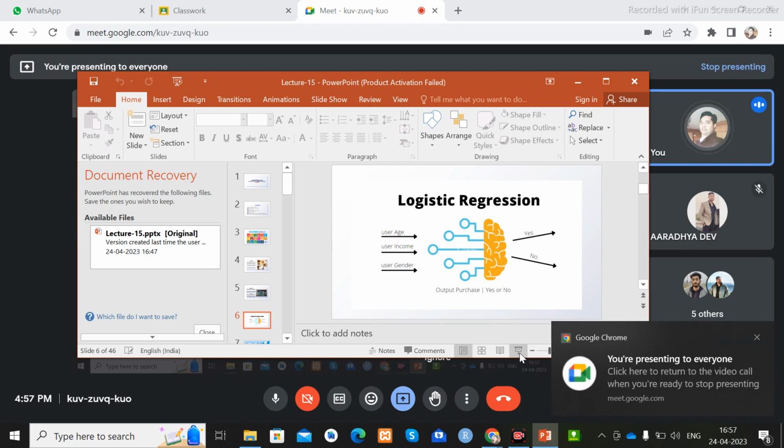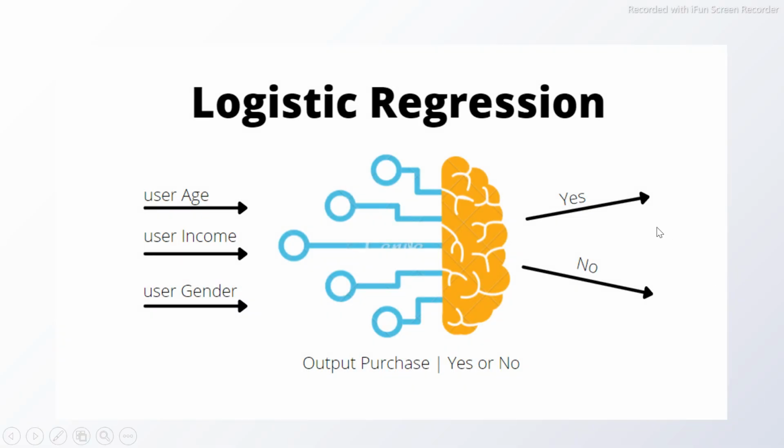So this is a binary classification. So this is a feature and this is a target. Sometimes it is called a label or class. So don't get confused.